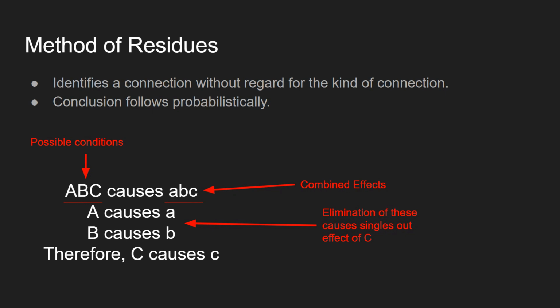Okay, so now we move on to the method of residues, which identifies a connection without regard for the kind of connection, so whether it's necessary or sufficient, or necessary and sufficient. And again, the conclusion only follows probabilistically in this case. So the method of residues consists of separating from a group of causally connected conditions and phenomena those strands of causal connection that are already known, leaving the required causal connection as the residue. So here's our example in this case.